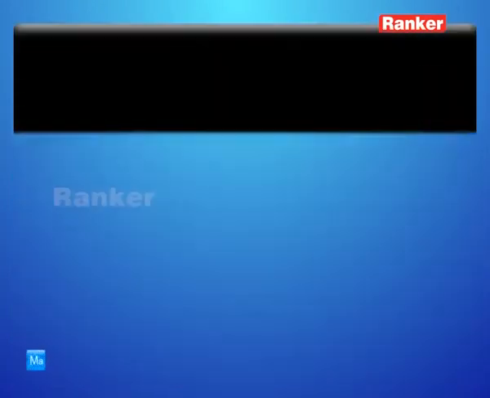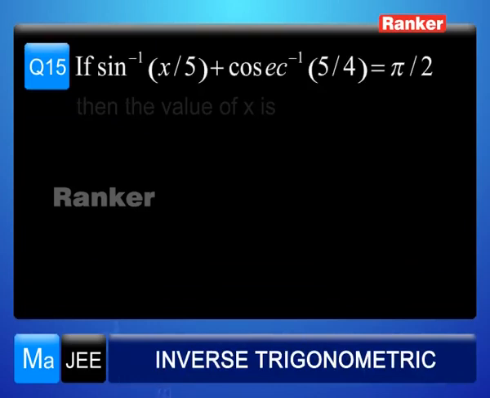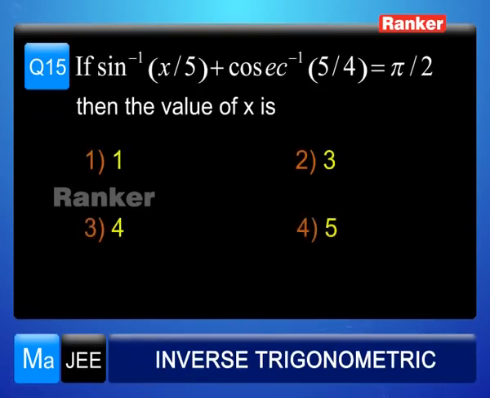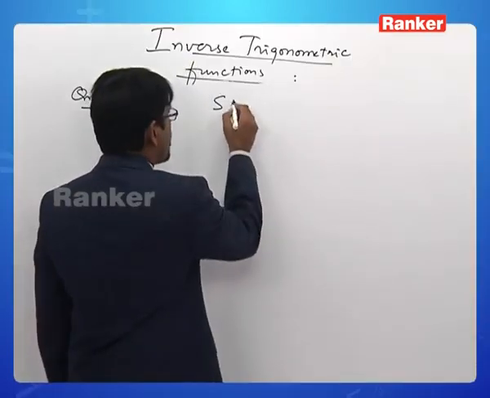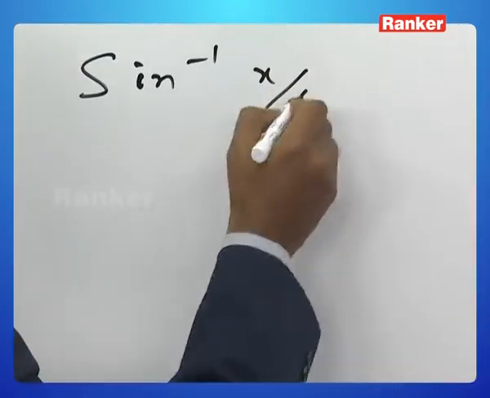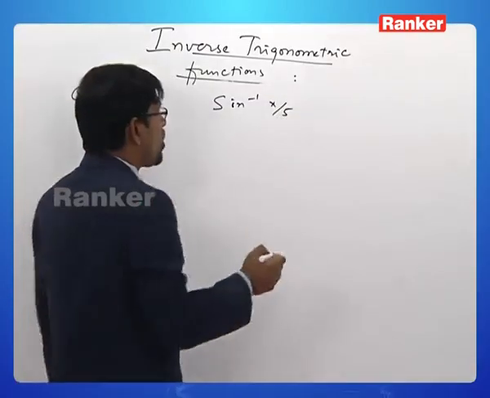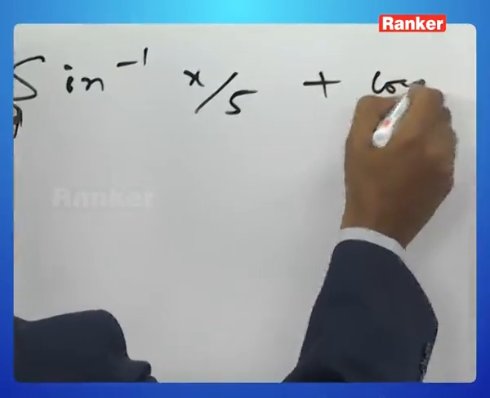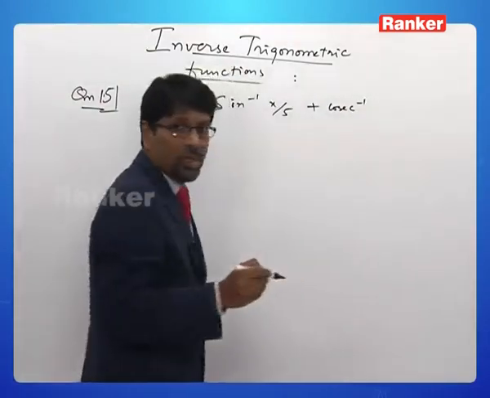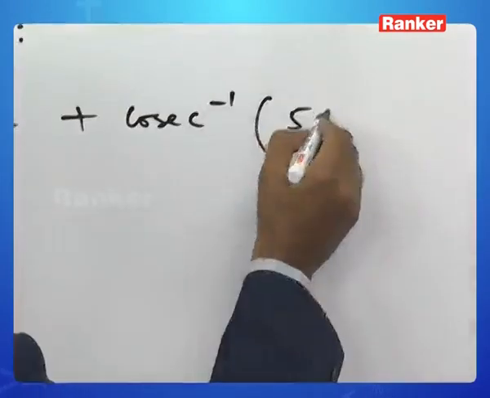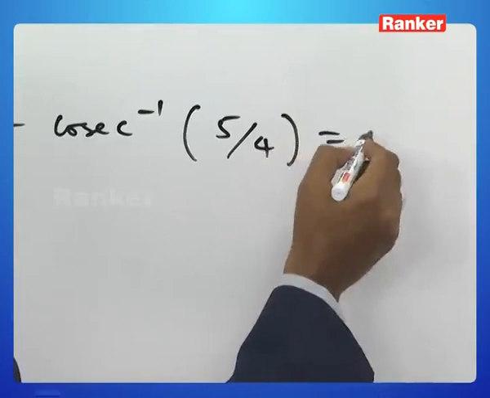Let's move on to the next question, question number 15. If sine inverse of x by 5 plus cosecant inverse of 5 by 4 is equal to pi by 2, then the value of x is: first option 1, second option 3, third option 4, fourth option 5. Now, sine inverse of x by 5 plus cosecant inverse of 5 by 4 is equal to pi by 2.